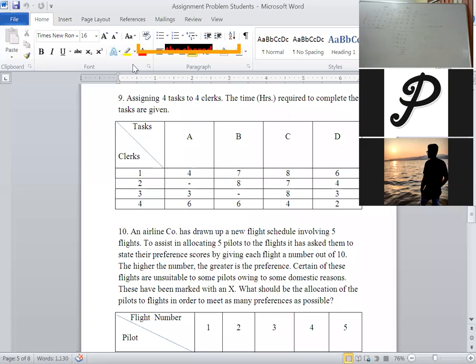Is this problem clear? Minimization problem, if it is prohibited assignments? Yes or no? At least one student can respond.